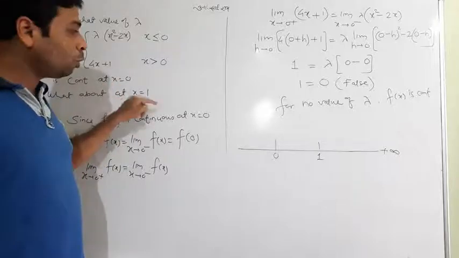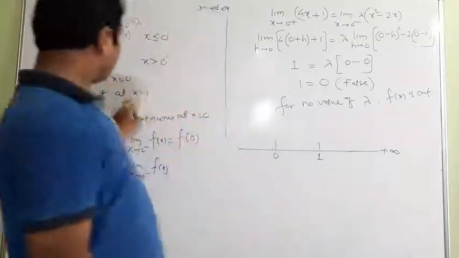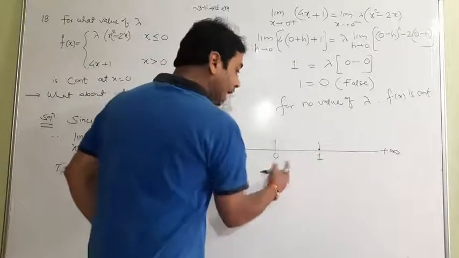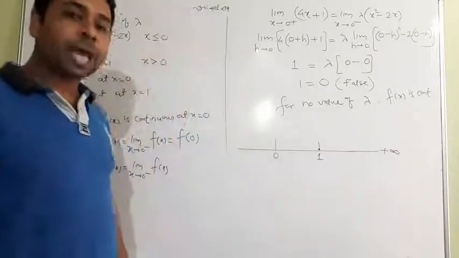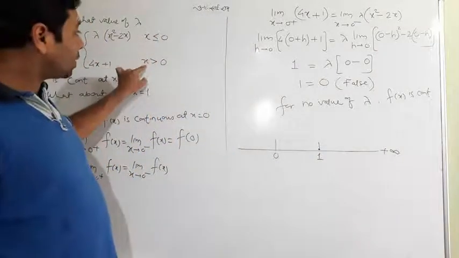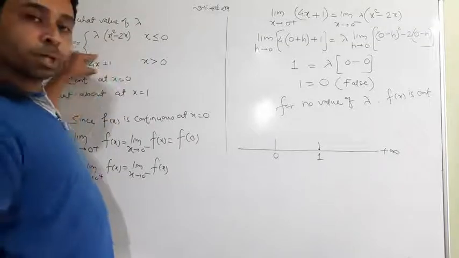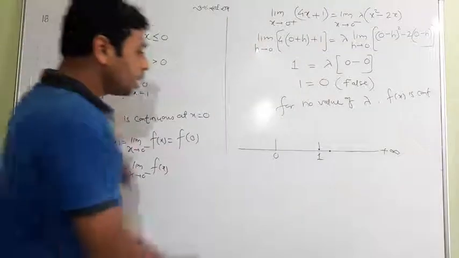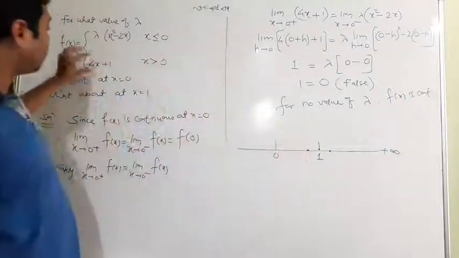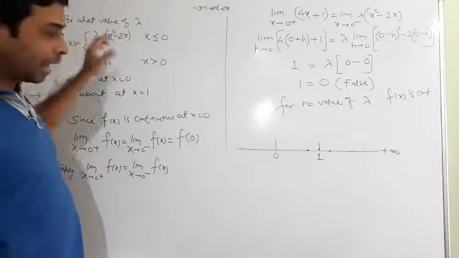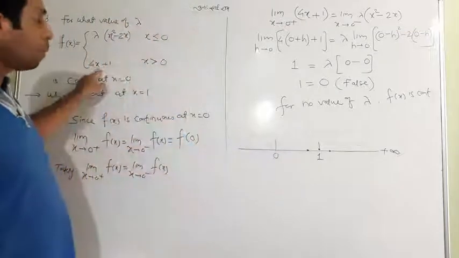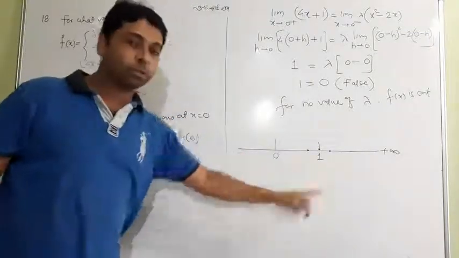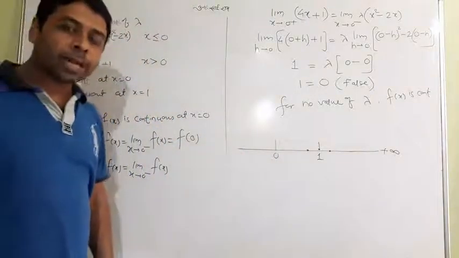So x equal to 1 is where? x equal to 1 is this point, which is actually greater than 0. So this is x greater than 0, meaning 4x plus 1. If I take a right hand limit at 1, this function will come. If I take a left hand limit at 1, this function will come. And exactly at x equal to 1, this function will come. Why? Because all that time it is greater than 0.